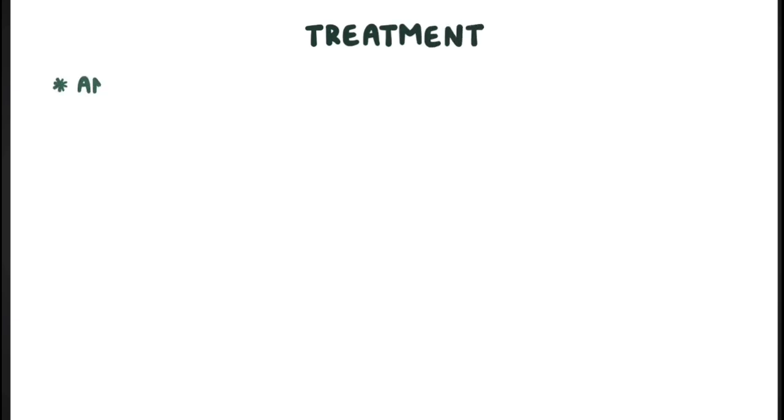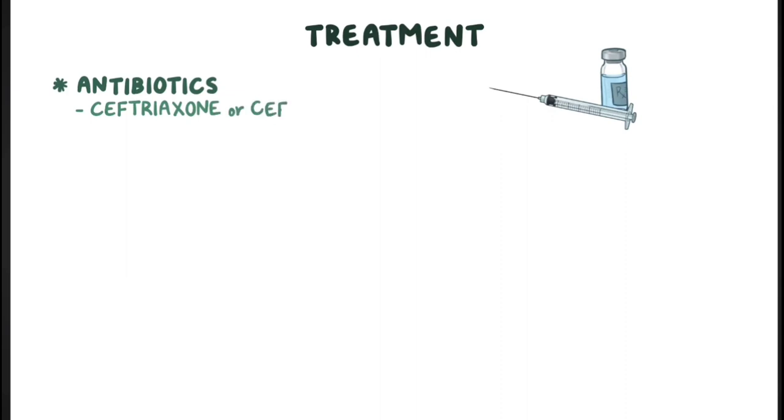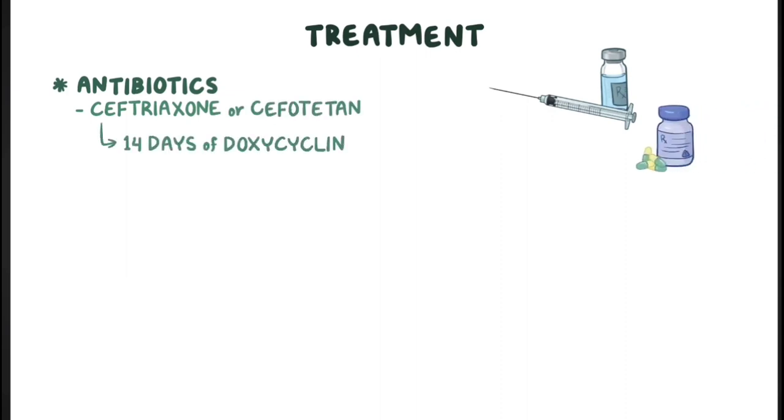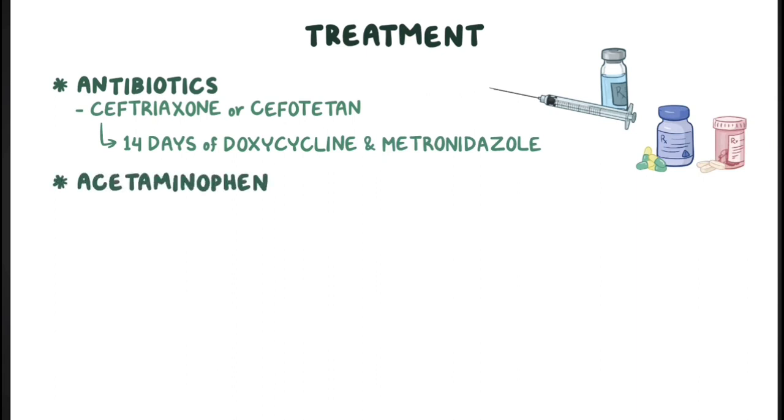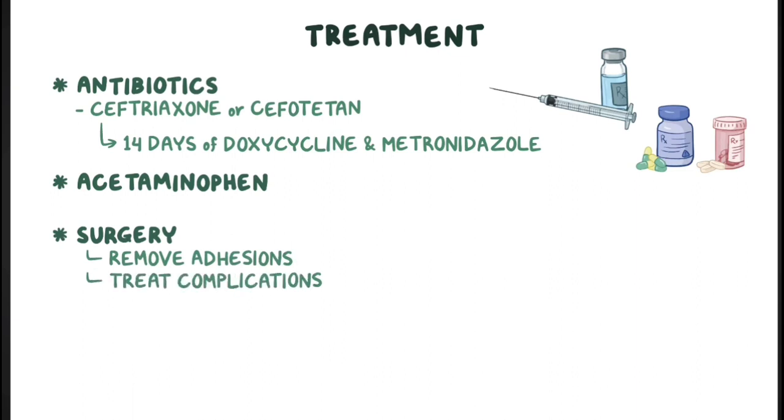Treatment involves giving a mix of antibiotics, usually an injection of ceftriaxone or cefotetan, followed by 14 days of oral doxycycline and metronidazole to treat the bacterial infection responsible for PID. Acetaminophen can be given to manage the pain until the antibiotics have treated the infection. Occasionally, surgery is needed to remove adhesions that are causing pain or to treat complications of PID, such as tubo-ovarian abscesses and hydrosalpinx.